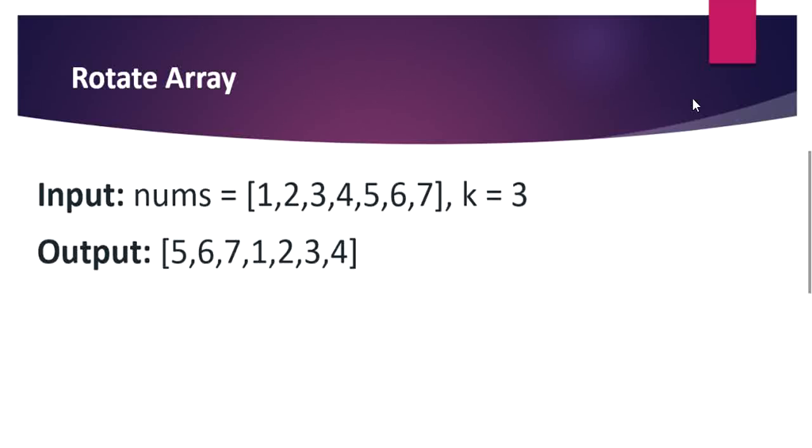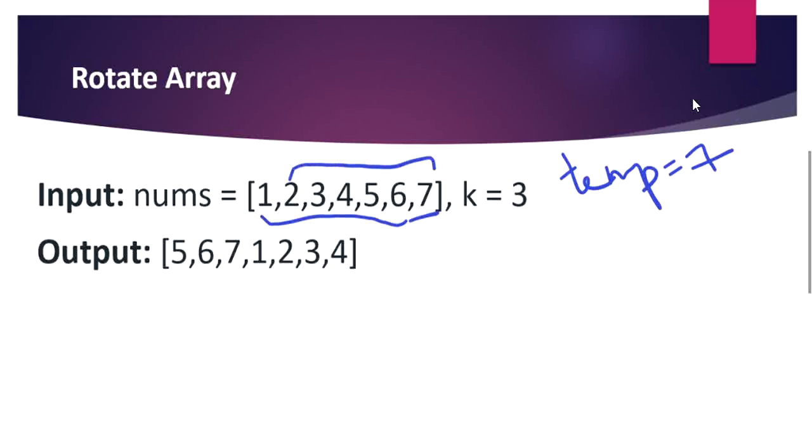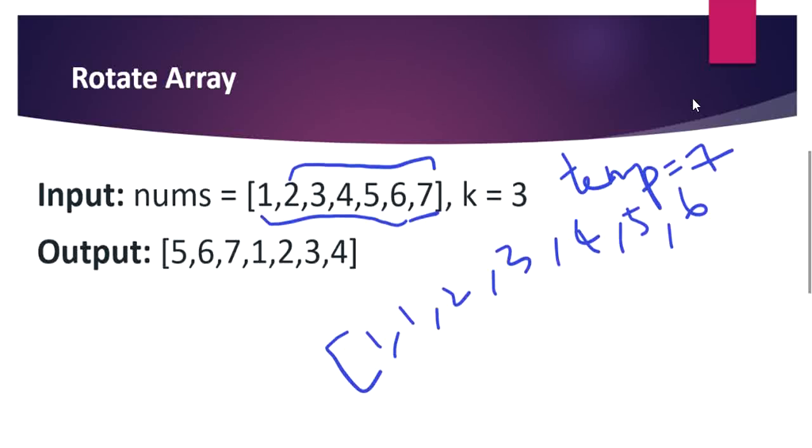If we try to solve this by brute force, then we have to keep the last element's value in a temporary variable. So now let's say temp is equal to 7. Try shifting the values from the first index till the last but one index to the second index till last. So now our array is going to become 1, 1, 2, 3, 4, 5, 6. And now we're going to assign 7 to our first place. So now this first place becomes 7. By that we are done shifting our last element to first.